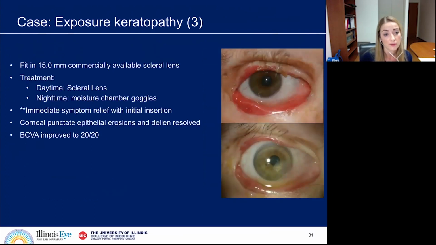We fit this patient in a 15 millimeter commercially available scleral lens. He had immediate symptom relief and wanted to go home with the trial lens the same day. He ultimately was fit with this lens and used it during the daytime with the moisture chamber goggles at night. The epiphora improved immediately, and his corneal punctate epithelial erosions and Delen resolved fairly quickly as well. His vision improved from 20/40 to 20/20. I do want to point out, this patient thankfully had a really good Bell's reflex, which did help with some of the dryness prior to presentation with us.